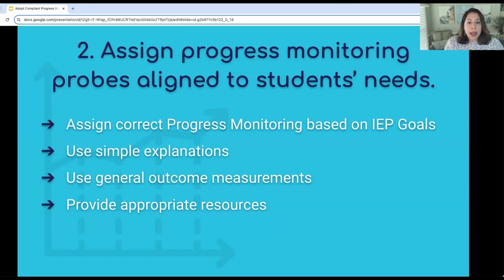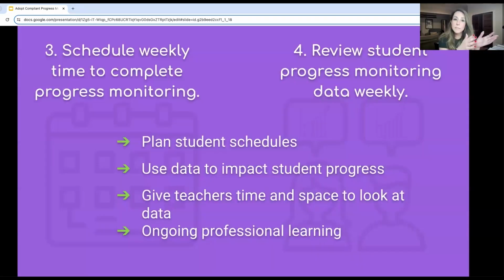Remember, you're using general outcome measures, not monitoring one specific skill. So make sure teachers have the resources to match the probe to what they're trying to measure. And then steps 3 and 4 focus on building time into student and teacher schedules. Step 3, schedule weekly time for students to complete progress monitoring. Step 4, give teachers time to review student data weekly.